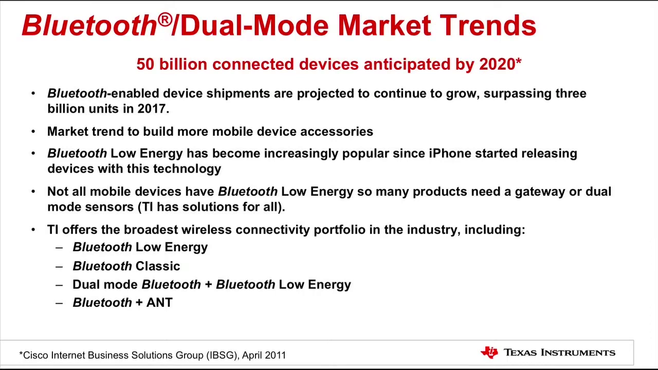So that's where the dual mode comes in, allows you to talk to anything. And then we've talked about before, all of the portfolio that we have covers all the different options depending on what application you're looking at. So Bluetooth Low Energy for your lower data rate, very low power type applications. Bluetooth Classic if you're trying to do more, either higher end, maybe some audio, things like that, or dual mode where you can actually use both of them depending on what kind of device you're connecting to. We also have Bluetooth plus AM, which is another combination.